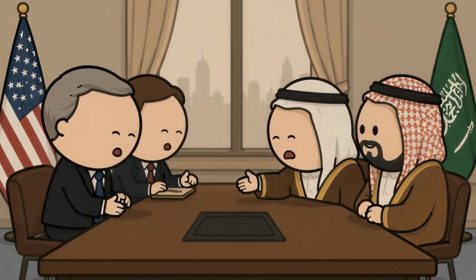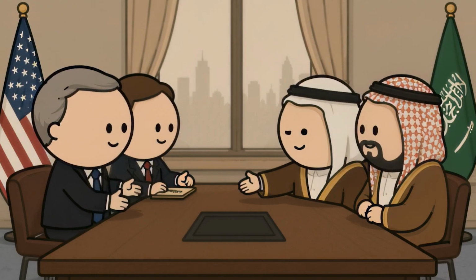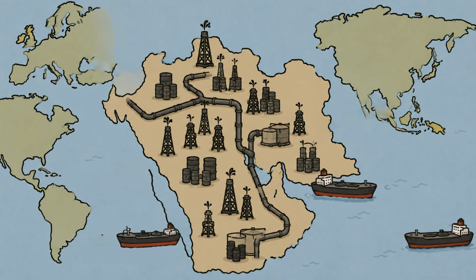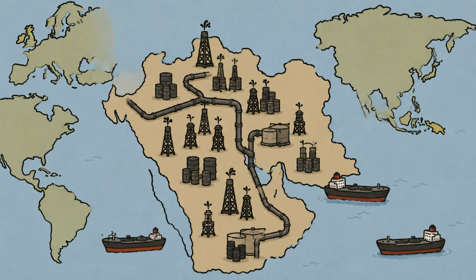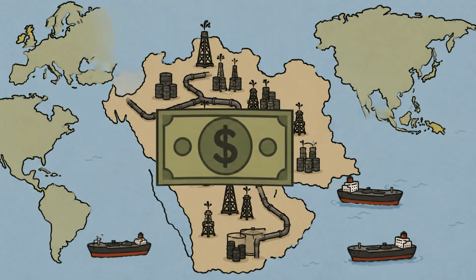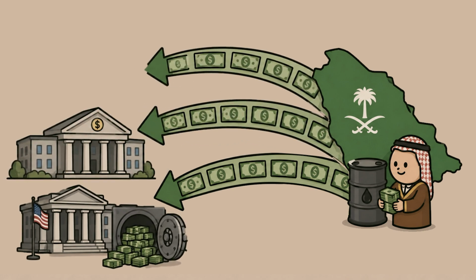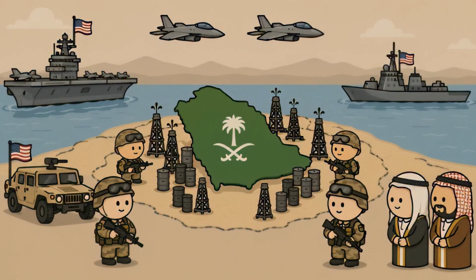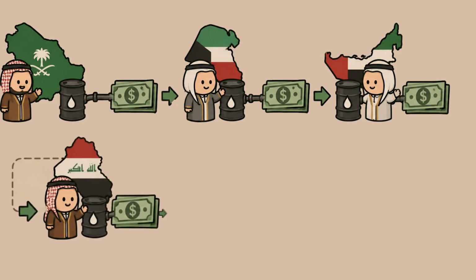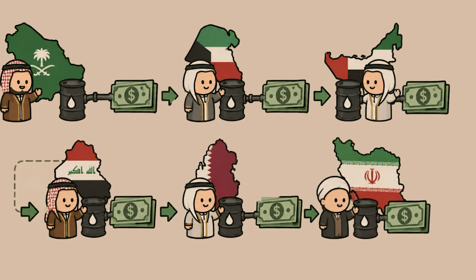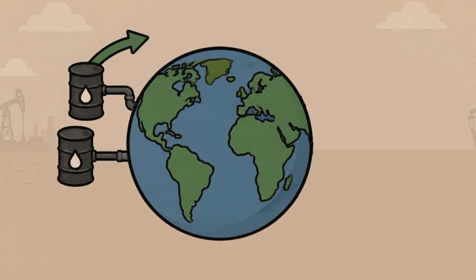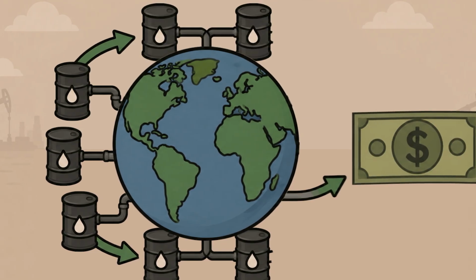In response, the United States reached a quiet agreement with Saudi Arabia. The arrangement was simple. Saudi Arabia would sell its oil exclusively in US dollars and invest much of its oil revenue back into American financial assets. In return, the United States would provide security and military support. Soon, other major oil producers followed the same model. And just like that, the world's most important commodity was effectively tied to the dollar.